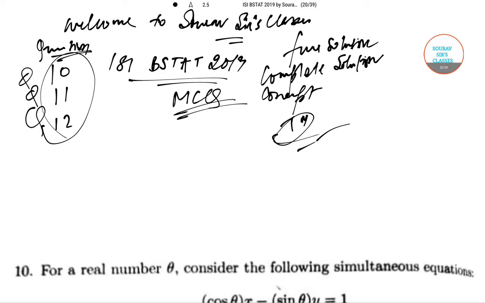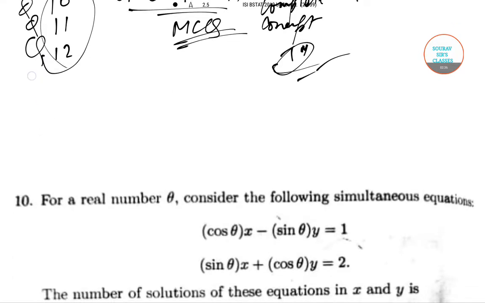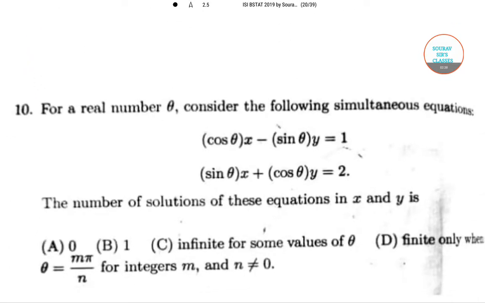Now let's move to the question and read the first one, question number 10, and find what should be done to solve it. For a real number theta, consider the following simultaneous equations: cos theta x minus sin theta y equal to 1, and sin theta x plus cos theta y equal to 2.